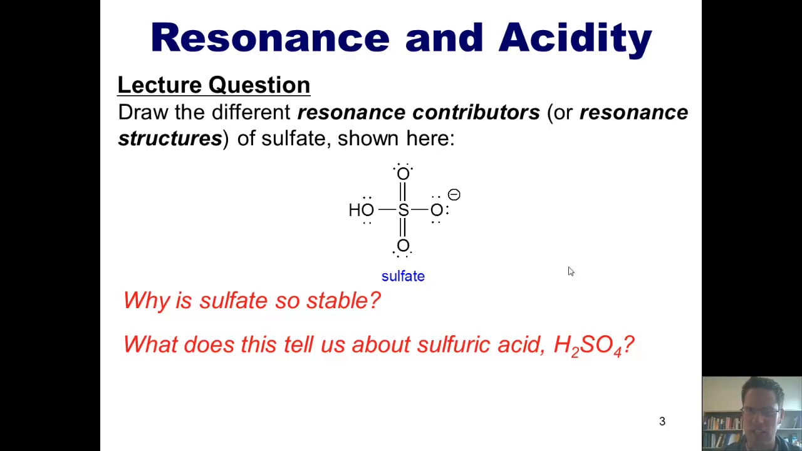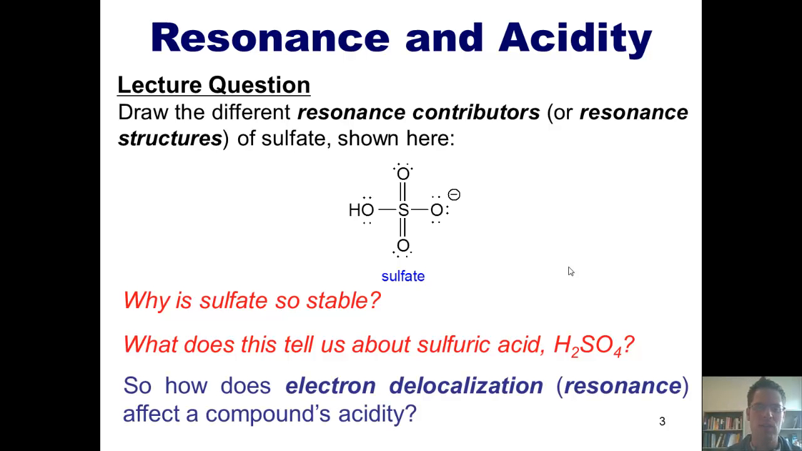So this brings us to the $60,000 question. How does electron delocalization or resonance affect a compound's acidity? Well, I hope you can see that the more stable the conjugate base, the stronger the acid. So in other words, if you've got a conjugate base that has lots of stabilization by resonance, chances are the acid from which it came is going to be very strong. And in general, that principle will hold true. The more resonance and the more stabilization we see in our base, the stronger the acid from whence it came.